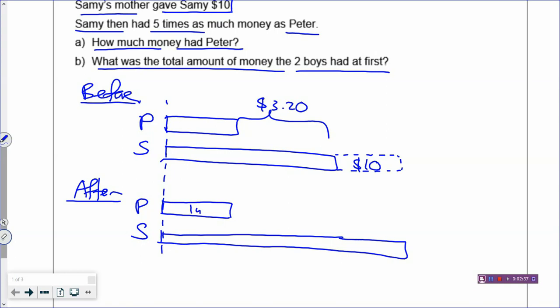Are you going to make Sammy's rectangle longer, or are you going to erase? Now we don't want to do that because it wastes a lot of time. So if you cannot cut the rectangle into 5 equal boxes, then what do you do? You can always do an arrow sign, which is 5 units. 5 times means 5 units. So how much money had Peter? That is to find the question mark over here. Either question mark will give you the same answer. And our model is done. What was the total money the two boys had at first? Which is to find the total in the before. Okay, and your model is done.